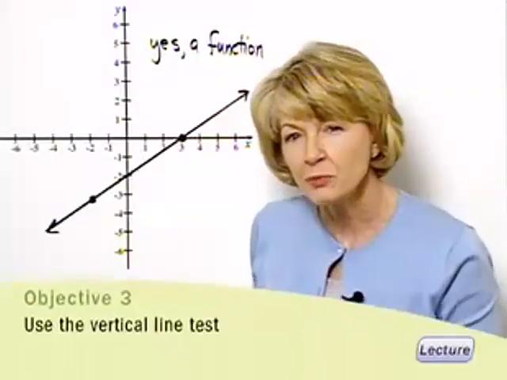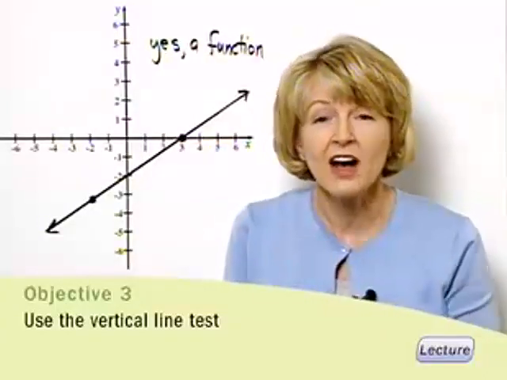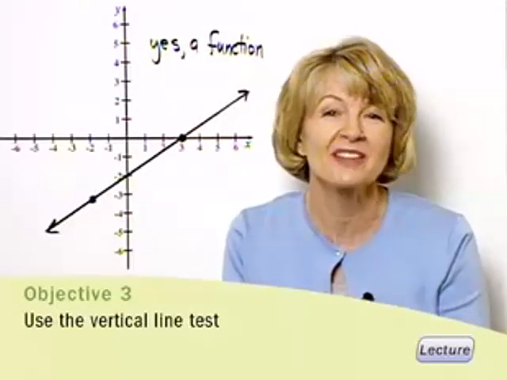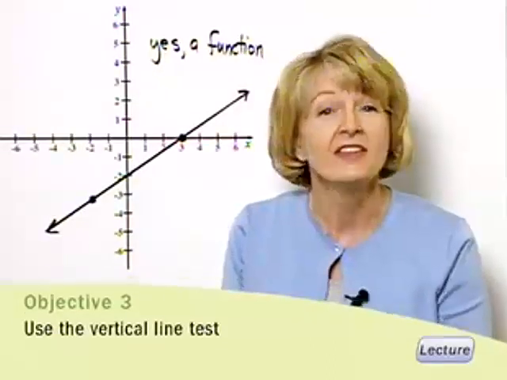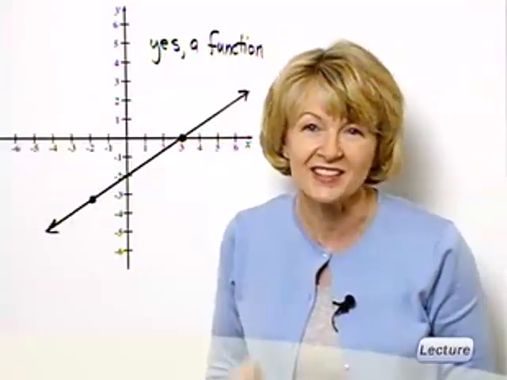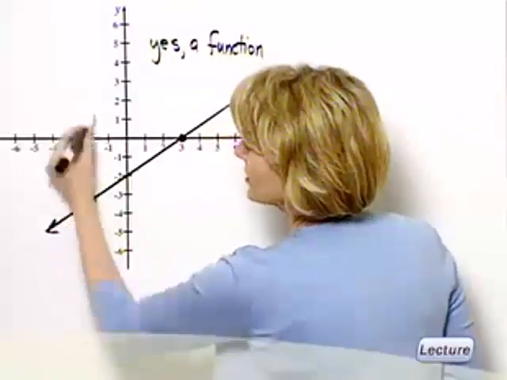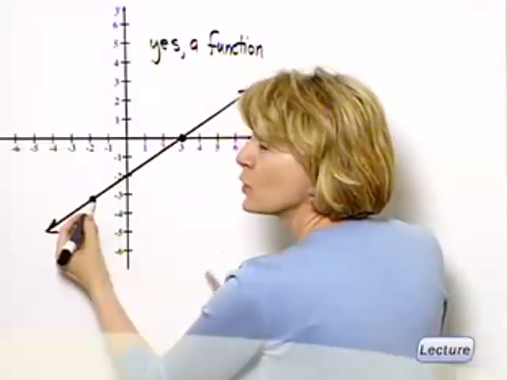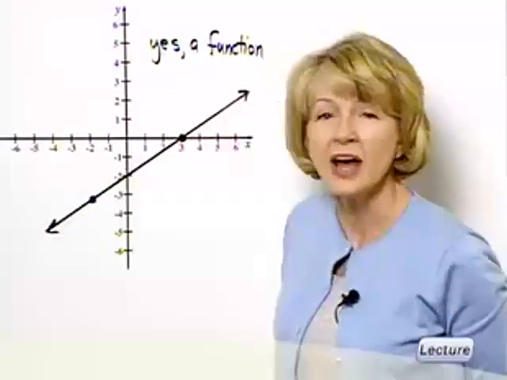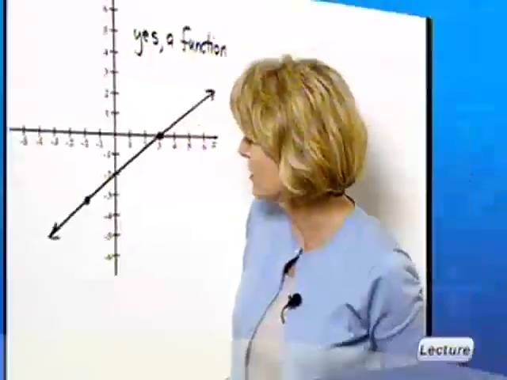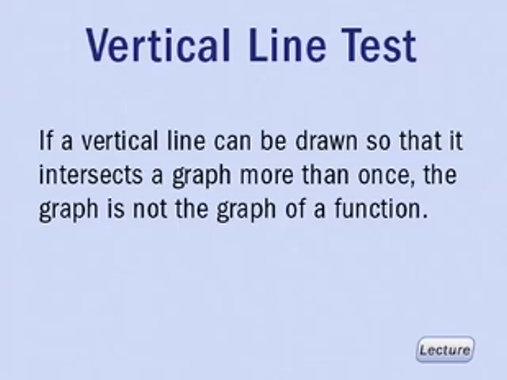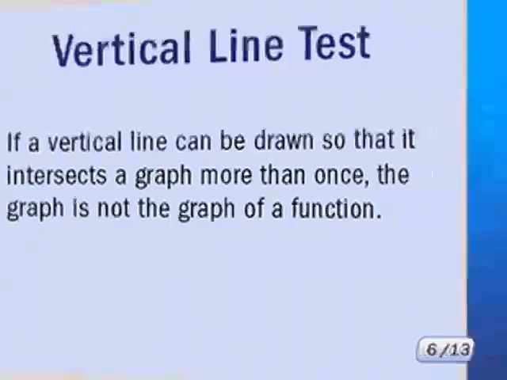Now there is a simple way, if you have a graph, of deciding whether the graph represents the graph of a function. This way is called a vertical line test. Let's look a moment. Notice that if a vertical line touches this graph at most once, then we do have the graph of a function. So here's the vertical line test. If a vertical line can be drawn so that it intersects a graph more than once, the graph is not the graph of a function.